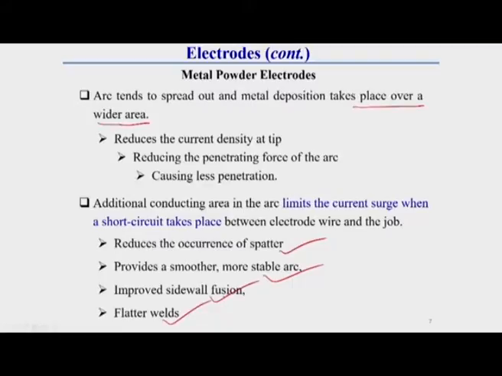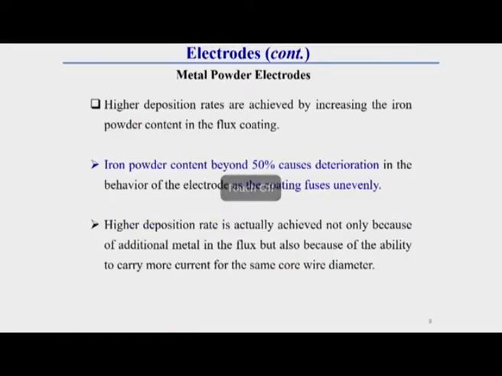Why these things occur, that you should understand, because it generally increases with a wider bead area, or you can say a wider arc. That is why side-wall fusion also will be good. Due to this wider arc area, the bead becomes flatter. Generally a higher deposition rate in this metal powder electrode is achieved by increasing the iron powder content in the flux coating.